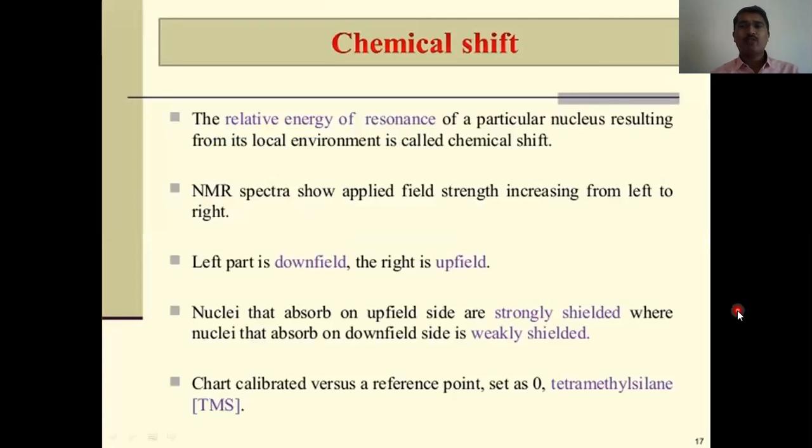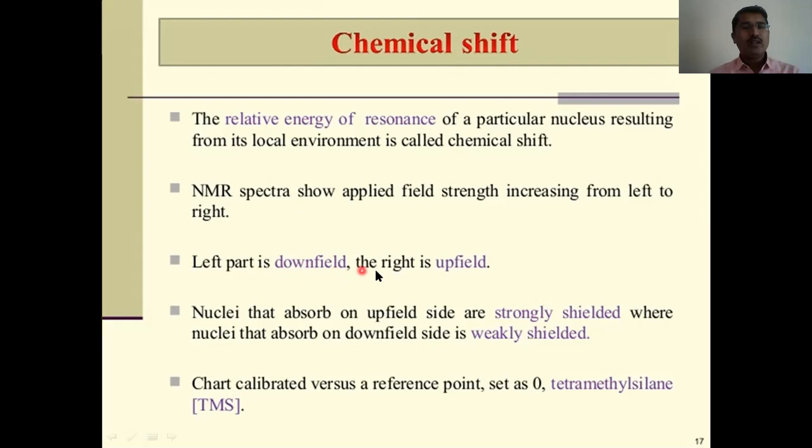Chemical shift. It is a very important concept in NMR spectroscopy. Many students do not know what the chemical shift is. Today we can easily understand this concept. So carefully see the definition. The relative energy of the resonance of a particular nucleus resulting from its local environment is called chemical shift. NMR spectra show applied field strength increasing from left to right.